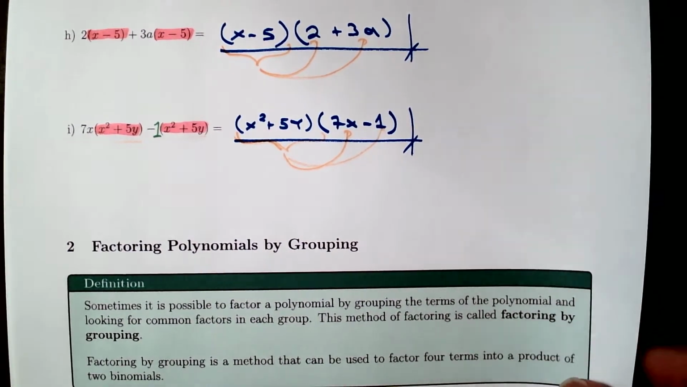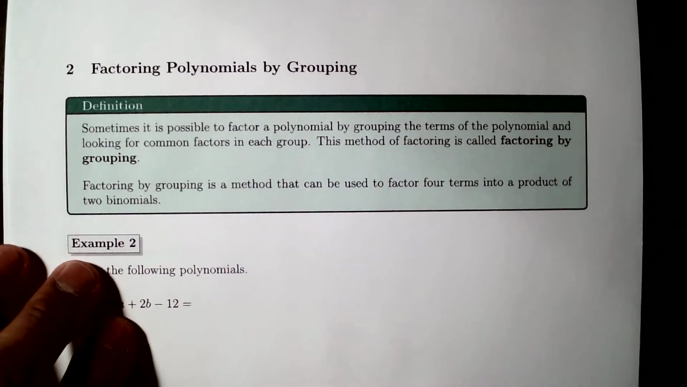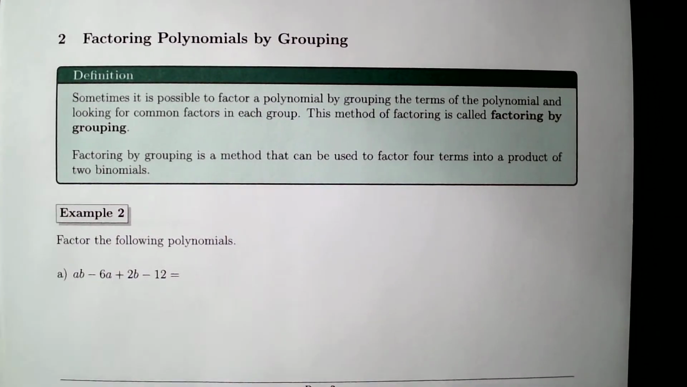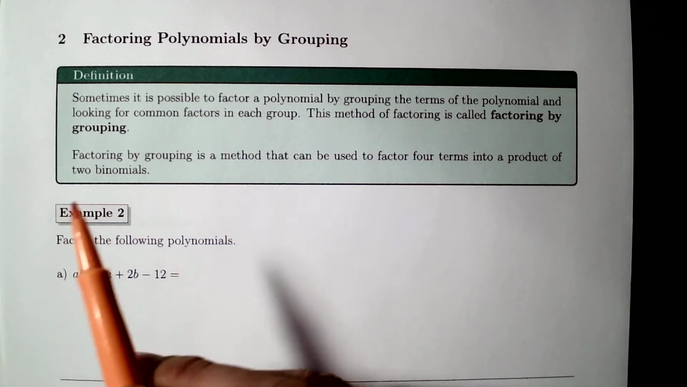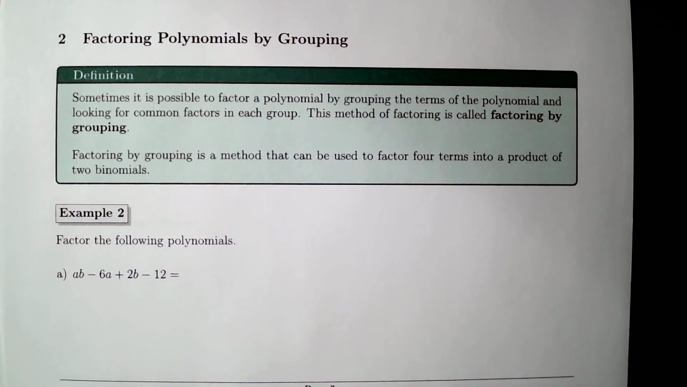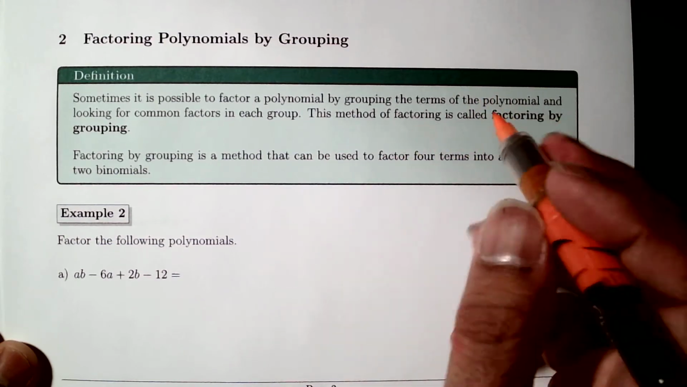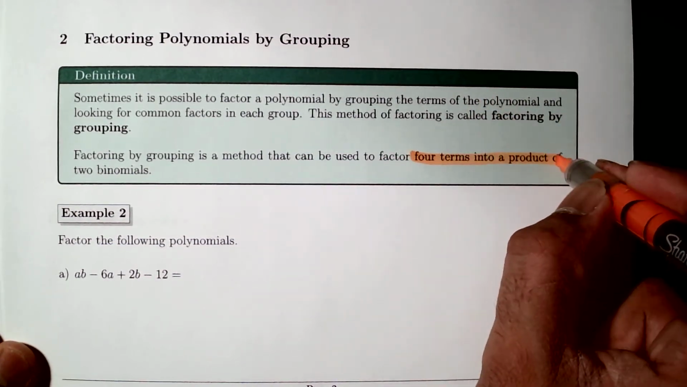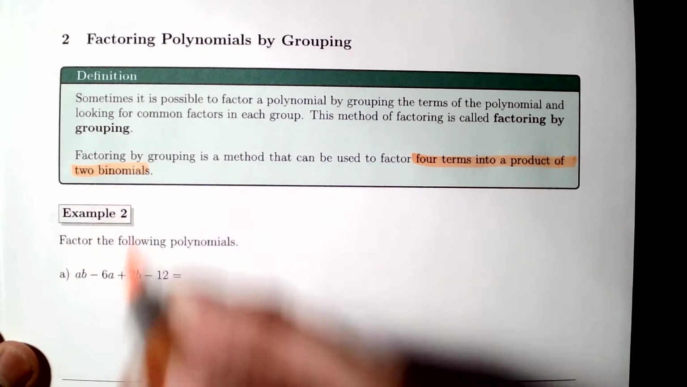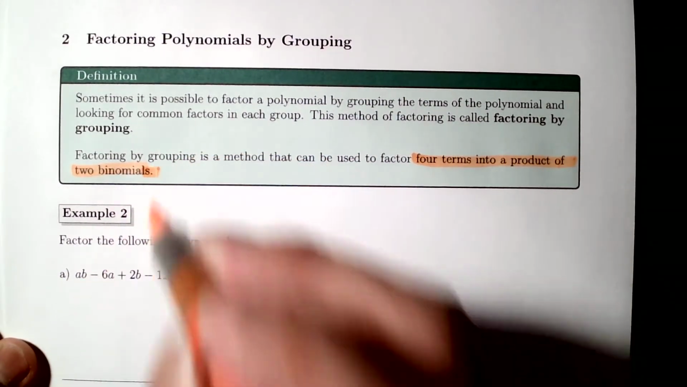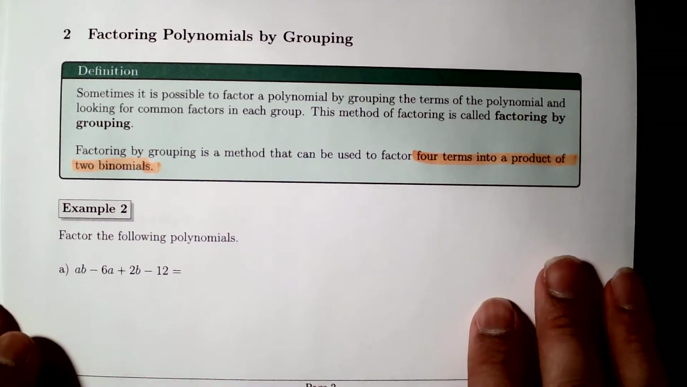Alright, so we are going to move on to another method for factoring, the second method, which is by grouping. Sometimes it's possible when we have common factors in different groups. This method is typically used to factor 4 terms into a product of 2 binomials. So that's our goal.